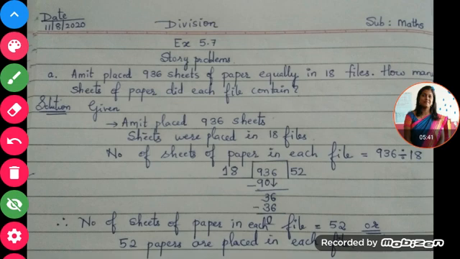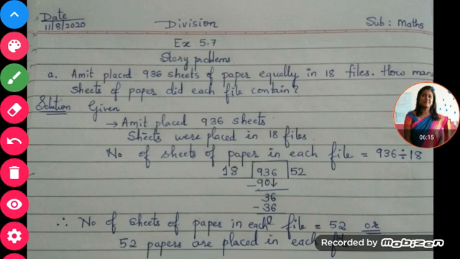Amit placed 936 sheets of paper equally in 18 files. 936 sheets in 18 files. How many sheets of paper did each file contain? So you need to find how many sheets in each file. Now, as a class teacher, we used to arrange your exam papers in the exam file, where your parents come to see your answer papers and all that. Same thing in this example: he has placed 936 sheets in 18 files. So how many papers were there in each file?